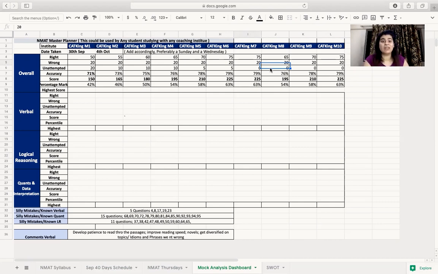Accuracy has to be in the 75 to 80% range. Okay. Target, if you want to make sure you get into NMIMS, it has to be a 70% plus accuracy and a target score of 210. Here, I am not considering scale score, because that will vary from question to question based on your adaptability. We are talking about absolute raw scores. So this is what should be your target.